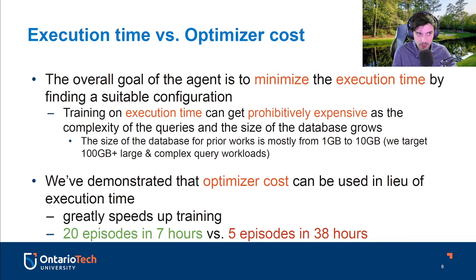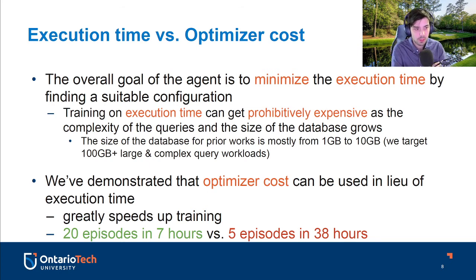So just to touch on this whole execution time versus optimizer cost, the overall goal of the agent is to minimize the execution time by finding a suitable configuration. That's what's desired by the end user. We want less time to execute queries. One thing to note, though, is that trying to train a reinforcement learning algorithm on execution time itself can get prohibitively expensive as the complexity of the queries and the size of the database grows, because you're waiting for the query to be executed, right? It's not that the learning itself is expensive, it's just waiting for the results from the execution. So it can get quite lengthy.